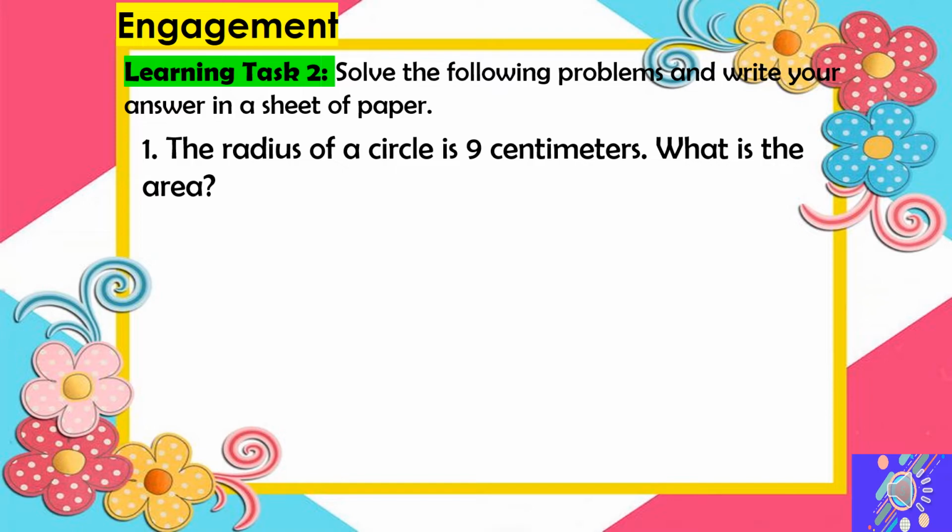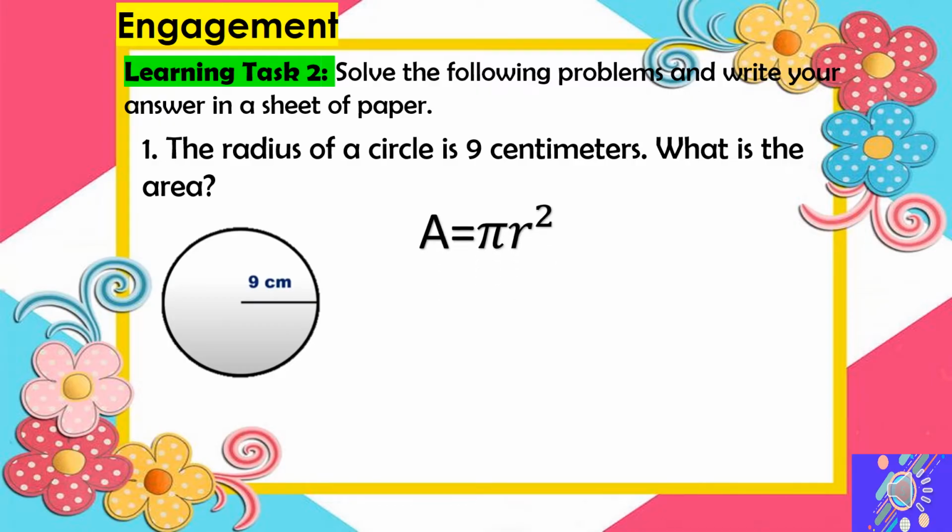Okay, so let us now answer learning task 2, number 1. The radius of the circle is 9 centimeters. So let us now find the area. Again, we will be using the formula A equals pi r squared. Okay, let us now substitute. So 3.14 is the value of pi times the radius, which is 9 centimeters, and then times 9 centimeters again.